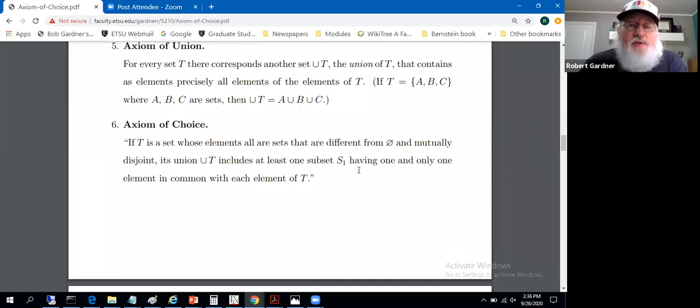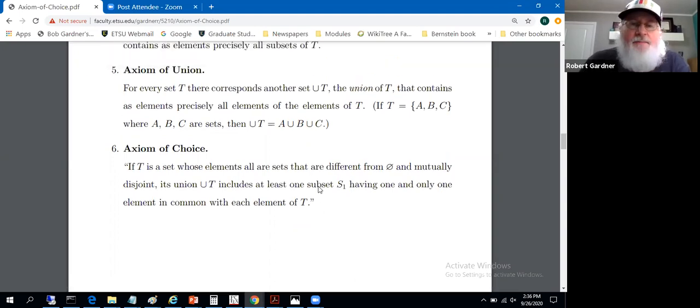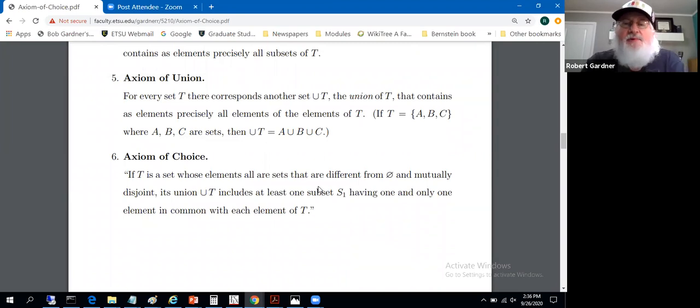The axiom of choice, I'll put this one in quotes, we'll state this a couple of different ways. Here the statement is, if T is a set whose elements all are sets that are different from the empty set, and all these sets are mutually disjoint, its union, union of T, includes at least one subset, S sub 1, having one and only one element in common with each element of T. We'll illustrate that somewhat with examples.